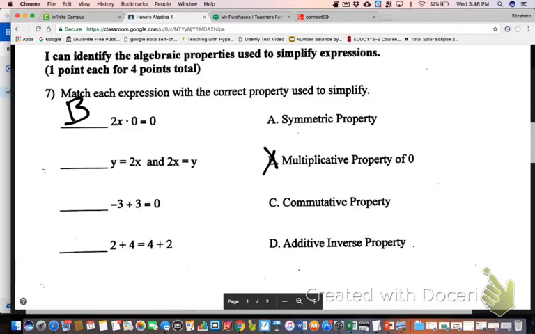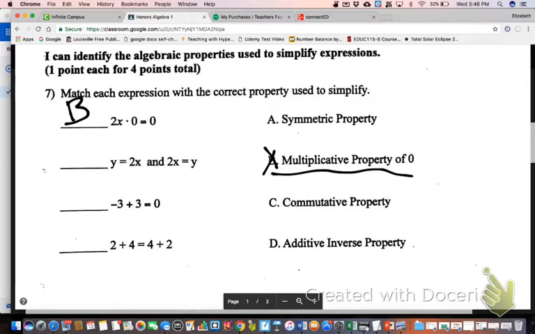So use your common sense when you're trying to do this matching tomorrow, guys. Obviously, there's multiplication in there. So it's got to be something to do with multiplying, and you're multiplying by 0. So you can really just use some logical reasoning in case you blank out and forget.